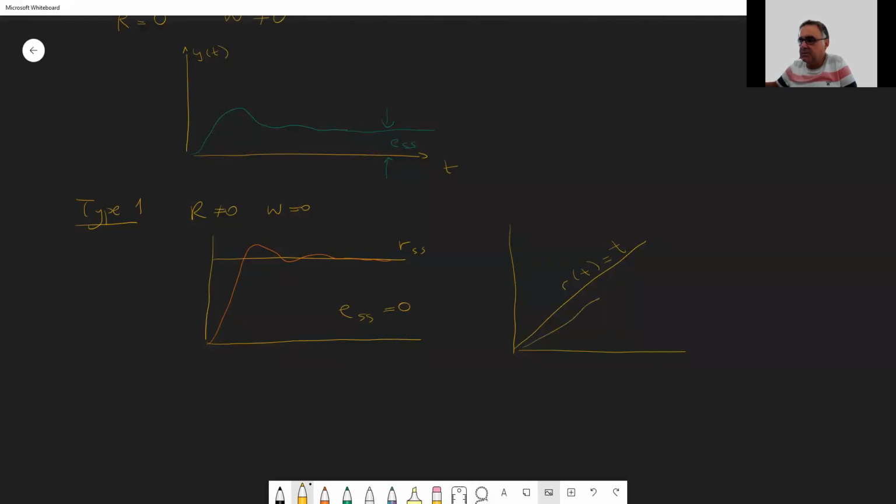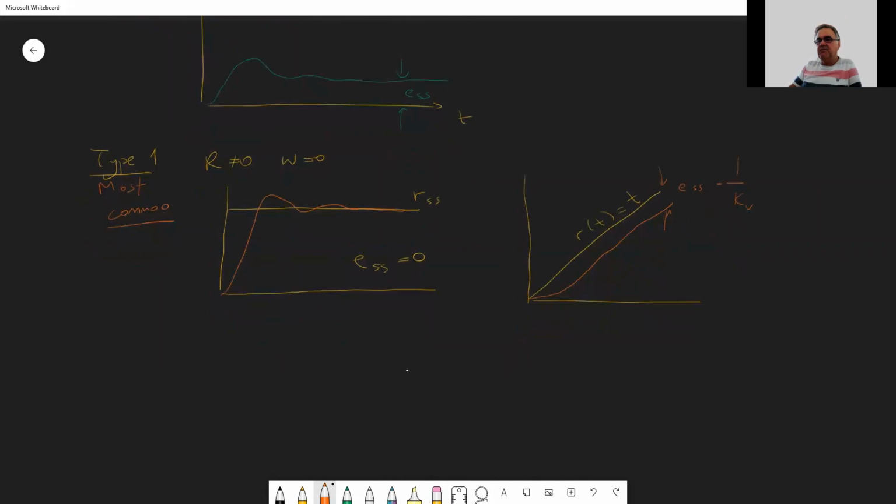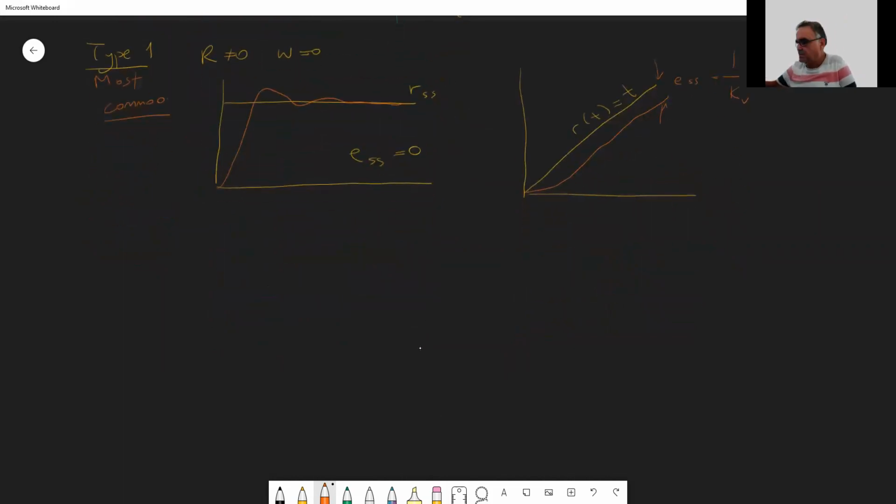Oh, sorry, let me use another color. You see, eventually you have a steady state error, and this is defined by 1 over the velocity coefficient, 1 over kV. Now, type 1 systems, as I have said, are the most common things that are used. Usually, type 1 systems have single integrators in them, and that is the principle of integral control. If you use integral control, you usually have a type 1 system.